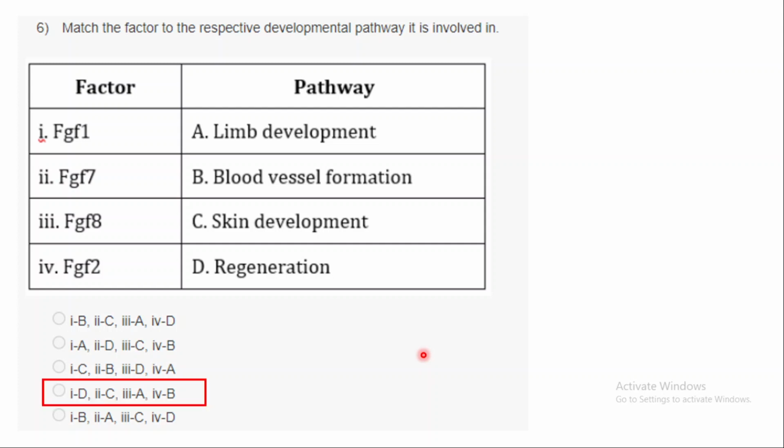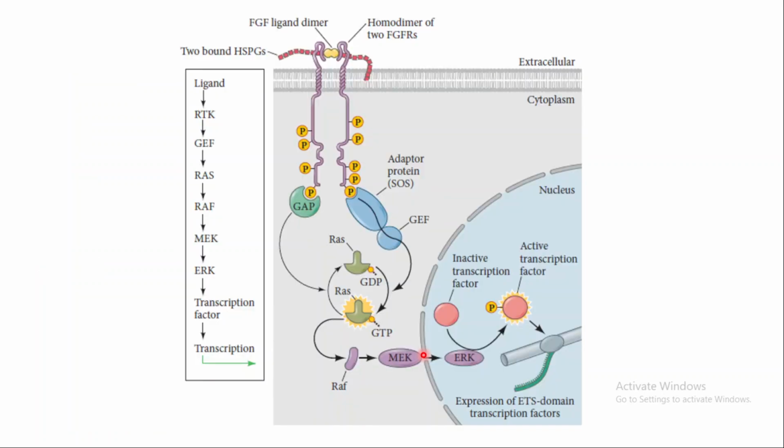So the correct answer, Sakshi gave the correct answer. DCAB is the correct sequence. FGF1 for regeneration, FGF7 for skin development, FGF8 for limb development, and FGF2 for blood vessel formation. So this is the correct order. It's okay if your answer is wrong, Ajay. You do not have to worry about it.